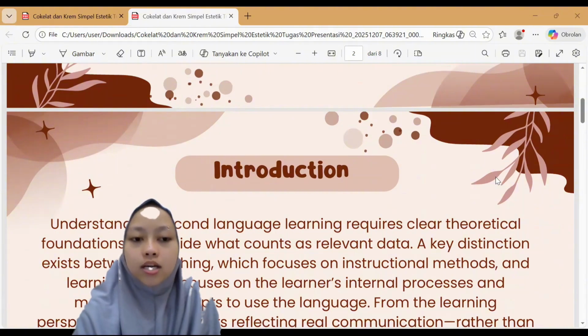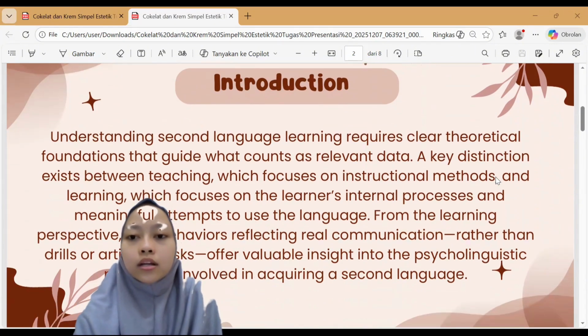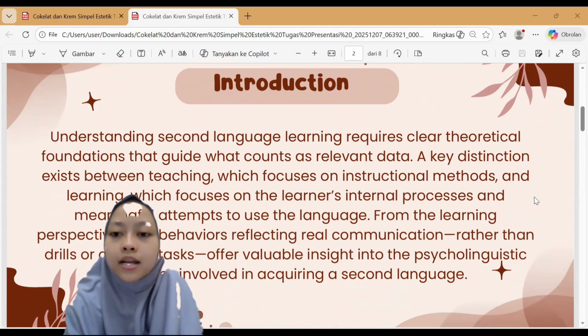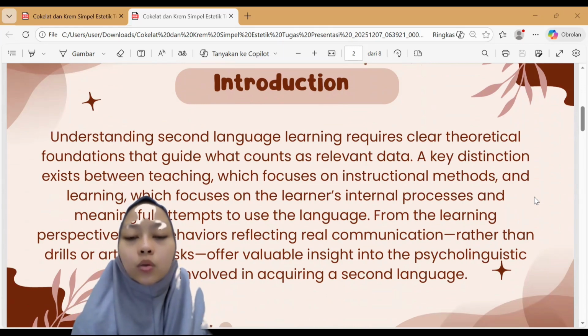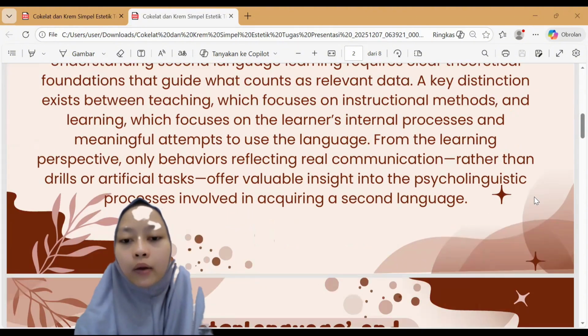Here is the introduction. Understanding second language learning requires a clear theoretical foundation that guides what counts as relevant data. A key distinction exists between teaching, which focuses on instructional method, and learning, which focuses on the learner's internal process and meaningful attempts to use the language. From the learning perspective, only behavior reflecting real communication, rather than drills or artificial tasks, offers valuable insight into the psycholinguistic process involved in acquiring a second language.